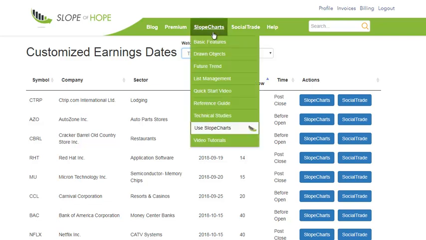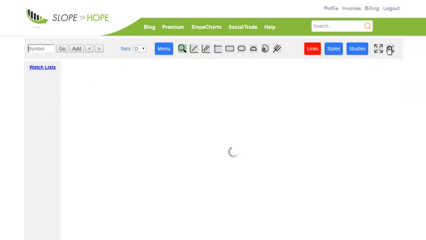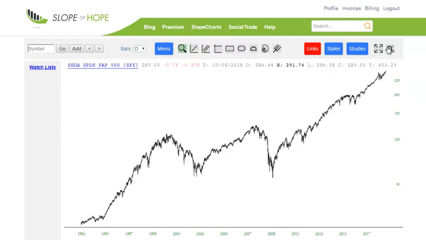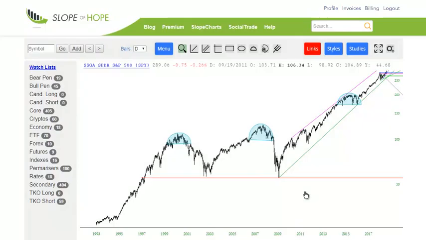There's another rather subtle feature in slope charts specifically for Diamond members, which is the non-adjusted price data, and it's over in the preferences. Right over here, adjust data for splits and dividends. You can turn that off, and what that allows for is it shows the actual price data back historically without taking into account splits and dividends.